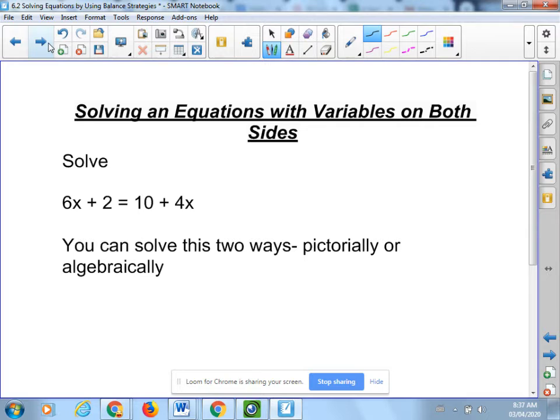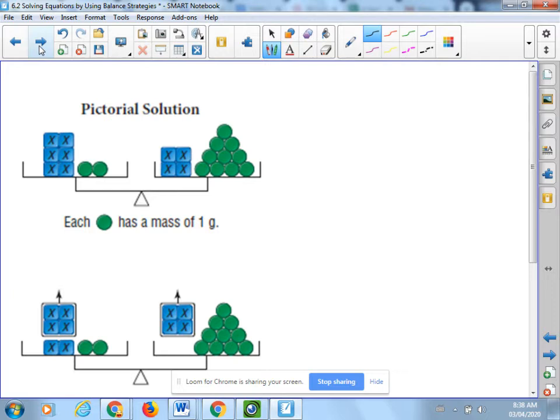All right, so solving an equation with variables on both sides. In order to solve 6x plus 2 equals 10 plus 4x, there's 2 different methods that you can use to solve it, and that is either pictorially or algebraically. We're going to go through both versions. So pictorially, same thing that we just did on the page before. You need to balance out your scales.